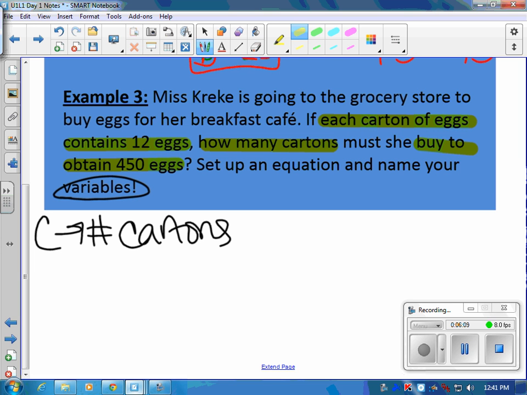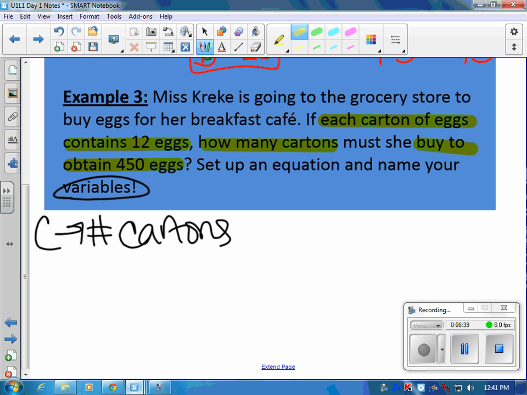Your variable is going to represent what you are trying to find. I'm trying to figure out how many cartons I need to buy. The variable is going to represent the number of cartons. Remember to be specific when you are naming your variable. Be as specific as possible. We're talking about a number of cartons. If we're talking about the weight, say that we're talking about the weight. If we're talking about, I don't know, hair color, say we're talking about hair color. Whatever it is, be as specific as possible.